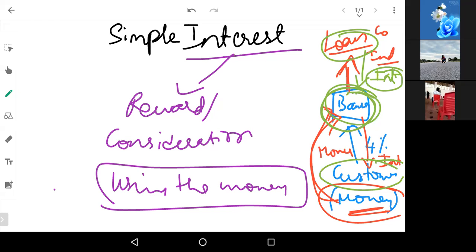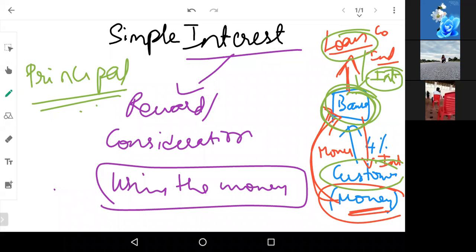Now here, there are a few important things that you'll have to understand. Whenever interest is involved, there are a few terms which have to be understood. Firstly, principal. Principal is the money that is given or taken as a loan. Let's say the bank has given a loan to A for 5 lakhs. So this 5 lakhs is the principal and it is denoted by capital P.